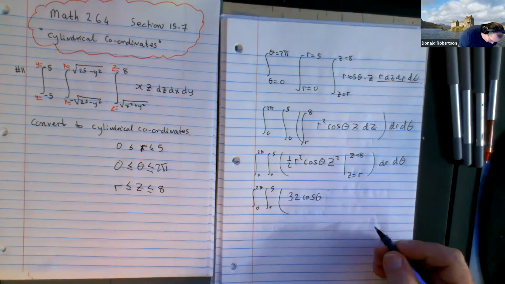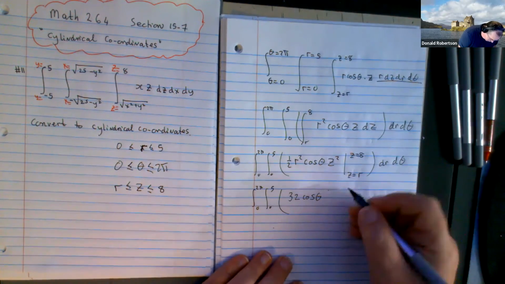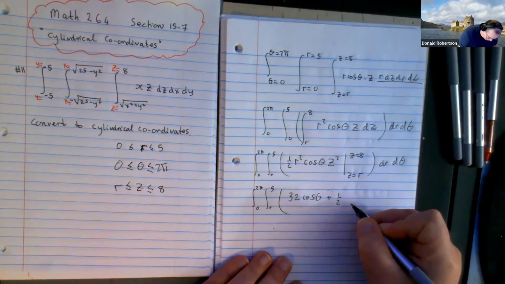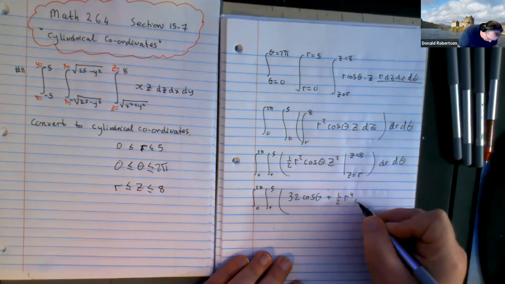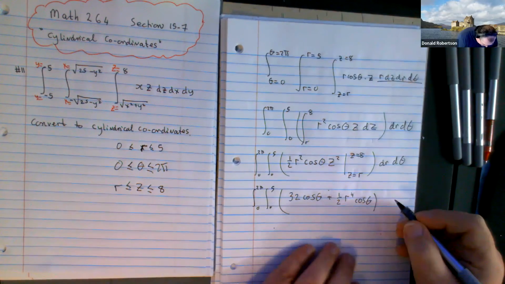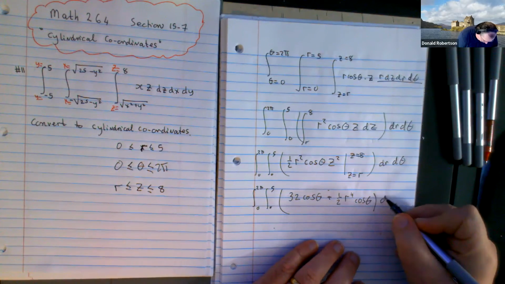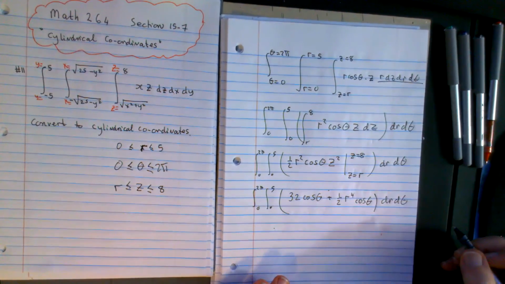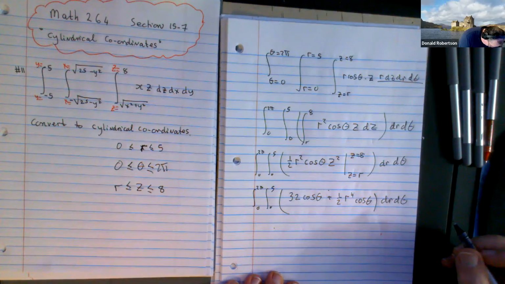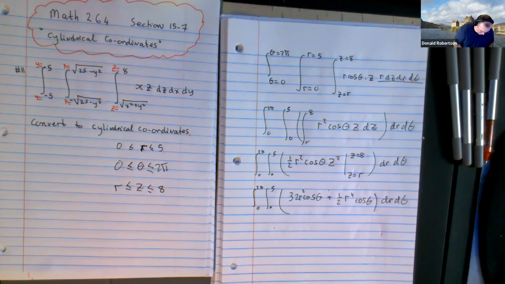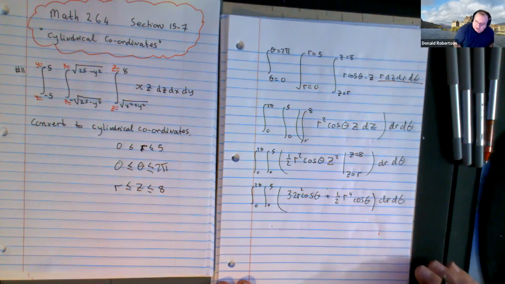And if you plug in an r, I'm going to get plus 1/2 r squared times another r squared, r to the 4 cosine theta dr d theta. I think you dropped the r squared on the 32 cosine theta in this one, thank you. I did. There we go. So far, so good.